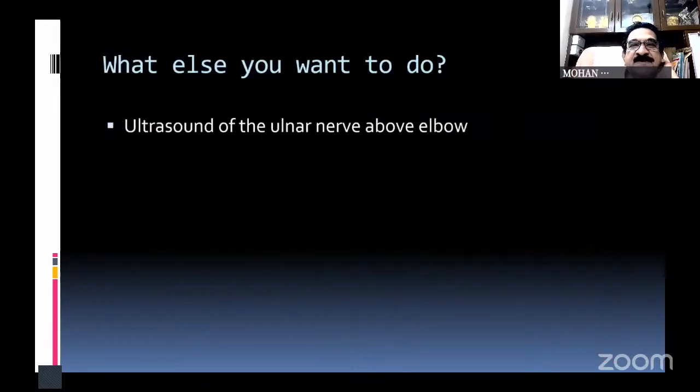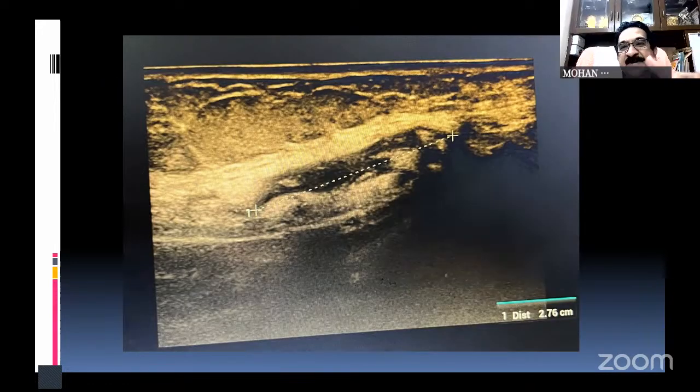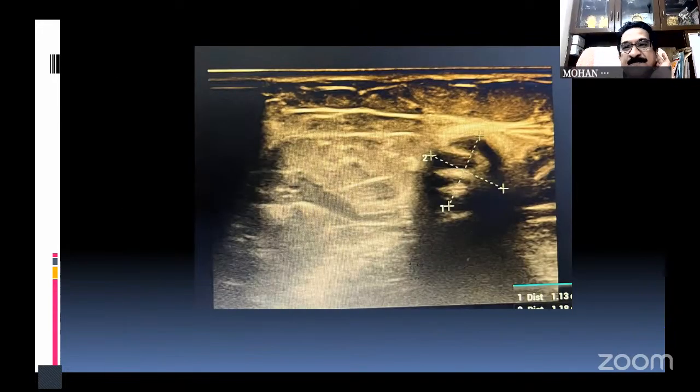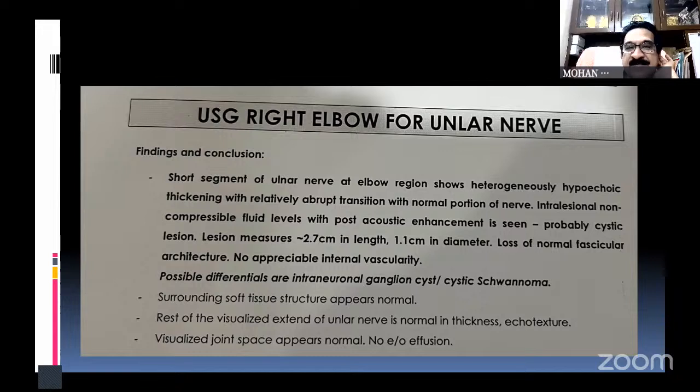So ultrasound of the ulnar nerve was done to find out any nerve thickening or tumor. I think I cannot read ultrasound, I'll show the report. It showed an intraneural ganglion cystic shadow. In fact, an MRI of the elbow with contrast was being done tomorrow, but I showed the radiologist, and she very clearly says it's an intraneural ganglion cyst.